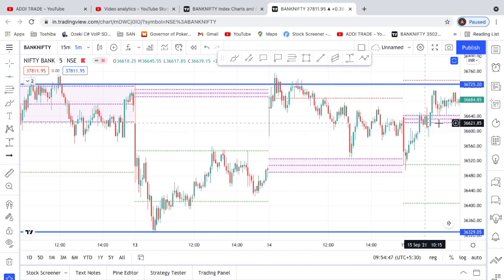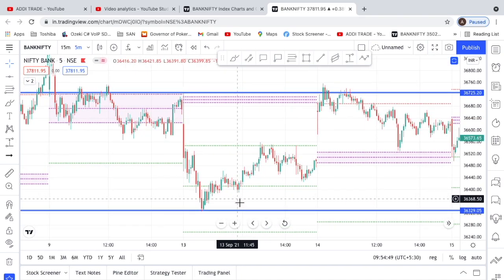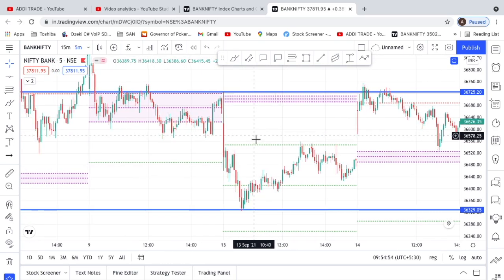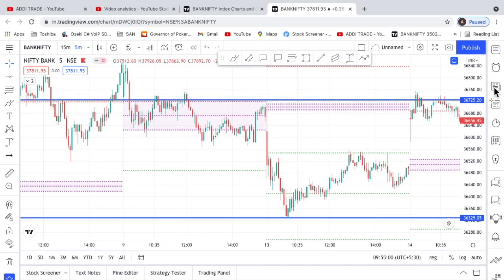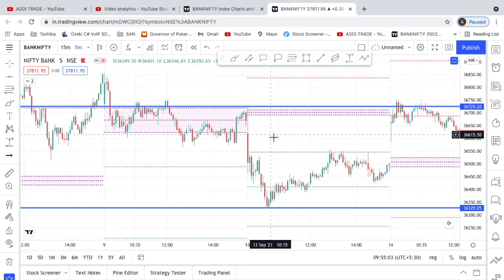I stopped using everything else. I do know all the indicators that are there, most of them at least: RSI, stochastic, MACD, Ichimoku cloud, Bollinger Band. I do know everything, but the only thing that I'm using right now is the CPR.